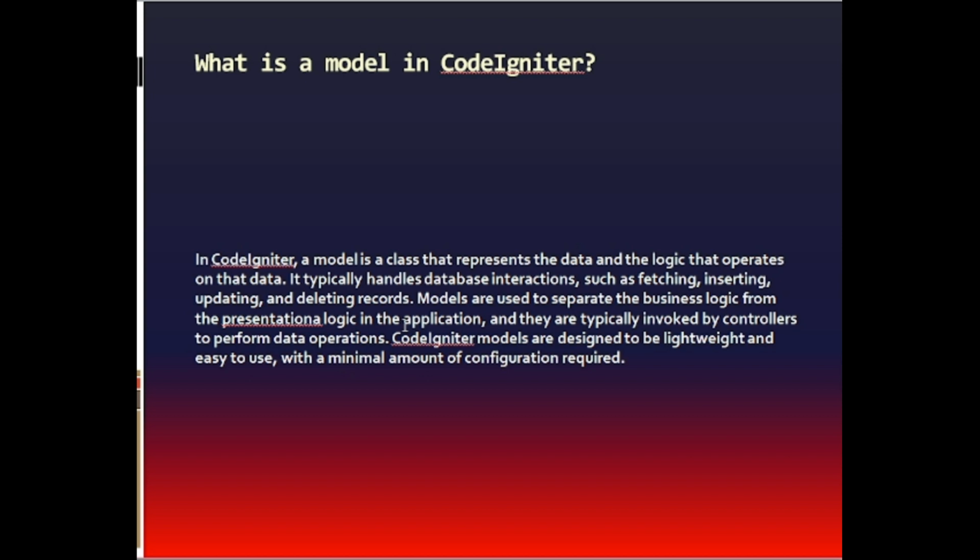Next, model in CodeIgniter. A model is a class that represents the data and the logic that operates on that data. It typically handles database interactions such as fetching, inserting, updating, and deleting records. Models are used to separate the business logic from the presentation logic in the application, and they are typically invoked by controllers to perform those operations. CodeIgniter models are designed to be lightweight and easy to use with a minimal amount of configuration required.